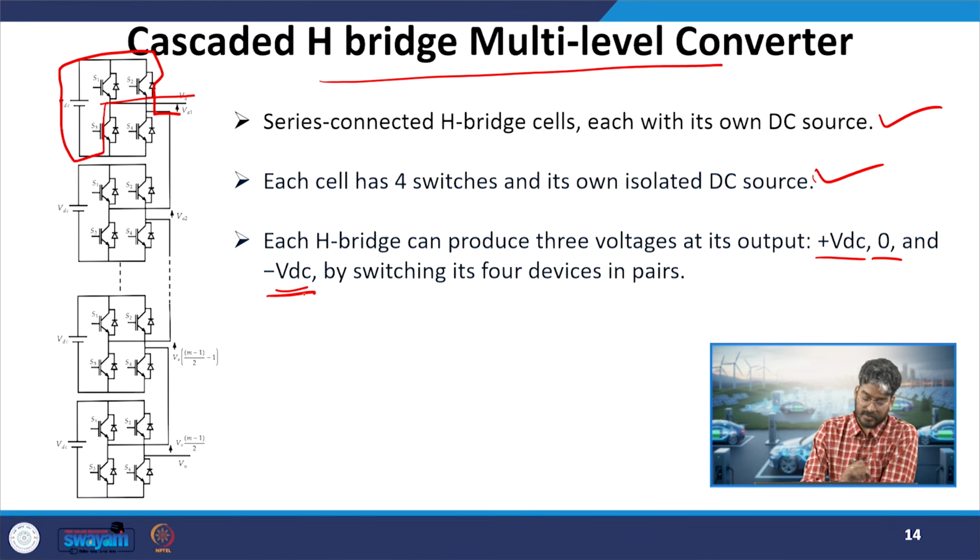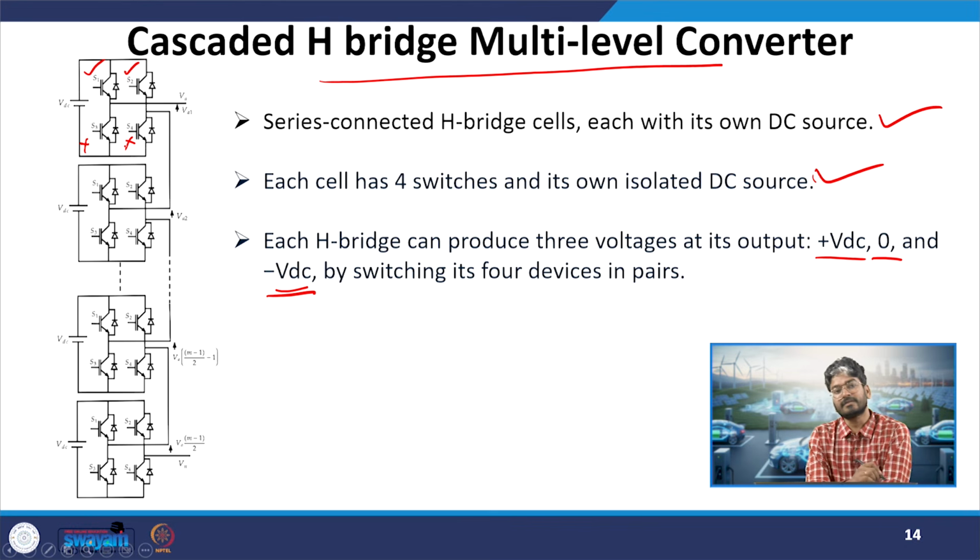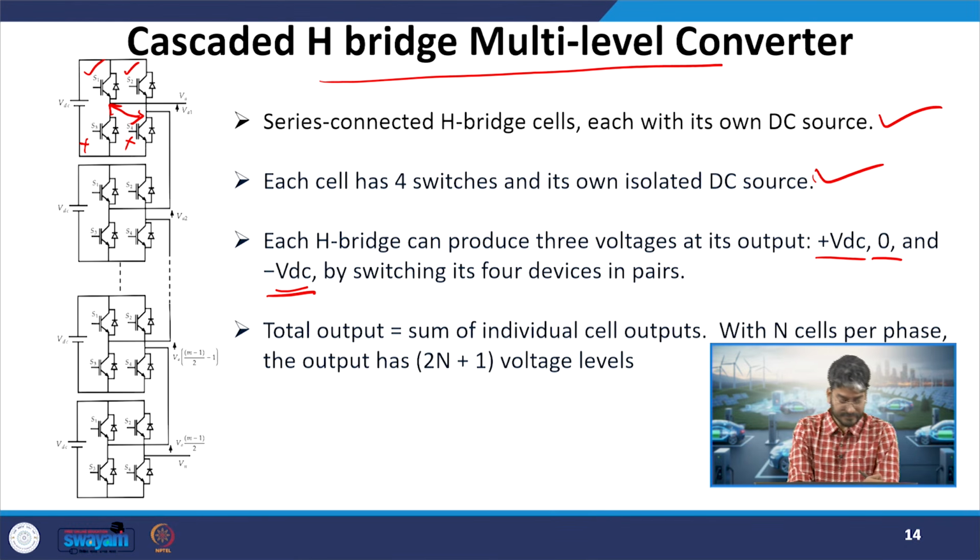So that's how I will generate the negative voltage. For negative voltage, I will turn on S2 and S3. For positive, I will turn on S1 and S4. For 0 voltage, I will turn on either the top 2 switches or the bottom 2 switches, any one of them. Any one of these 2 combinations will connect these 2 terminals with each other, so we will have 0 voltage at the output. So by just giving the gate pulses, I can generate 3 levels for an H-bridge, that is plus or minus VDC and 0 in the bypass condition. When it generates 0, we say that the H-bridge is in the bypass mode.